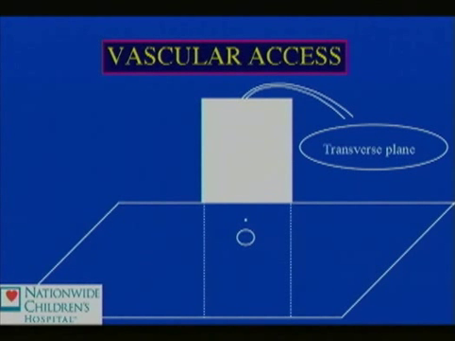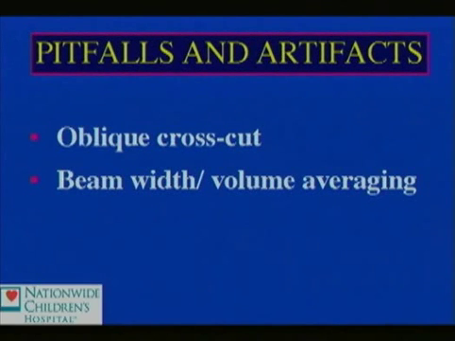In the short axis view or the transverse plane, we see the needle as a dot, superficial to the vein wall, indenting the vein wall, and then puncturing into the vein wall, centrally located in the lumen. Pitfalls and artifacts are important for us to understand. The two most common in vascular access are the oblique crosscut artifact and the beam width volume averaging artifact.